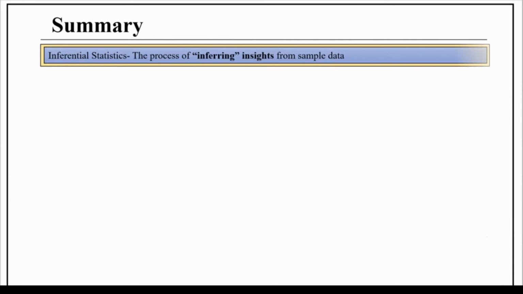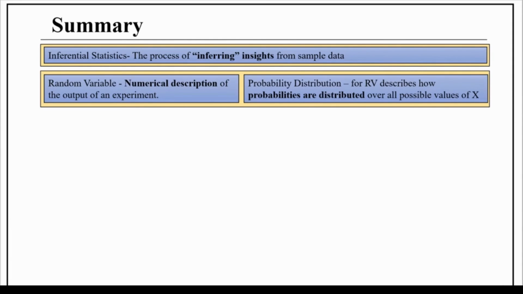Hello friends, welcome again. In this session we will summarize what we have learned in inferential statistics. The first topic which we have understood is inferential statistics, and it is the process of inferring insights from sample data. Then we have learned about random variable, which is a numerical description of the output of an experiment. Then about probability distribution for random variable, which is how the probabilities are distributed over all possible values of x.